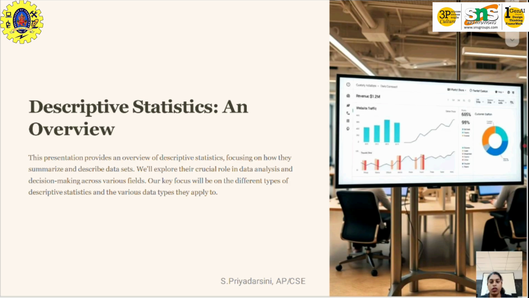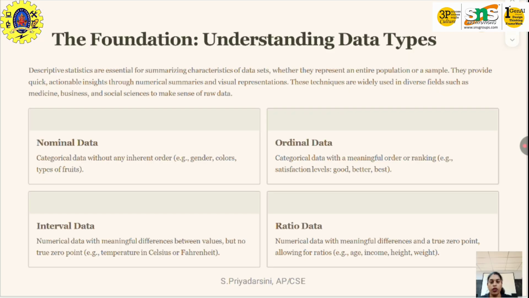Here we will see about the foundation of understanding data types. Let us begin with the foundation of data types. There are four important types of data. First one is nominal, second one is ordinal, third one is interval, and fourth one is ratio.